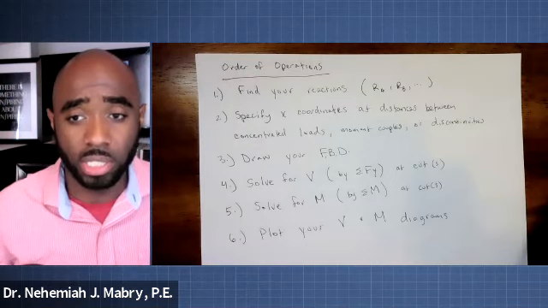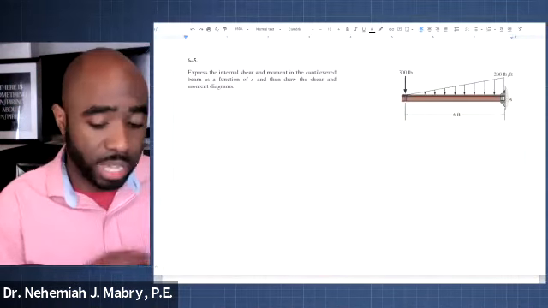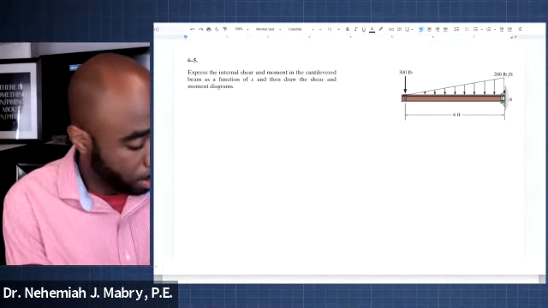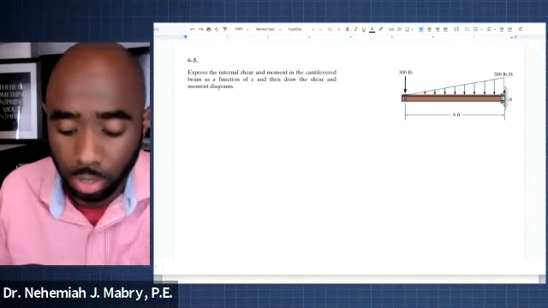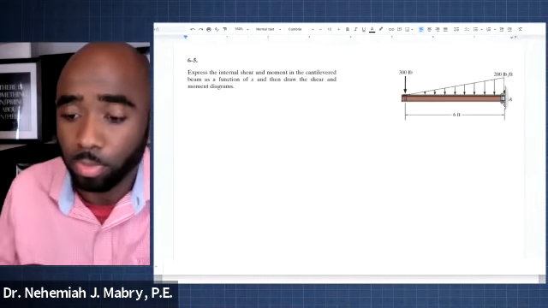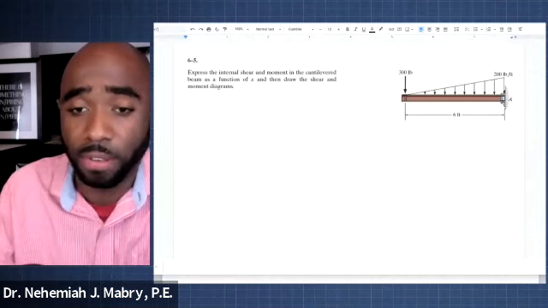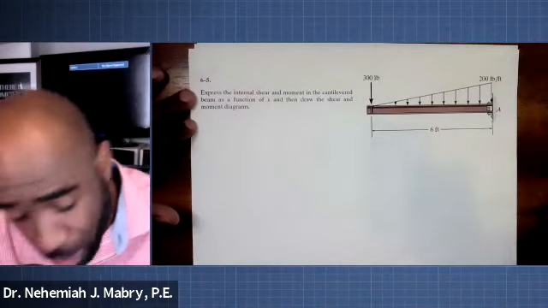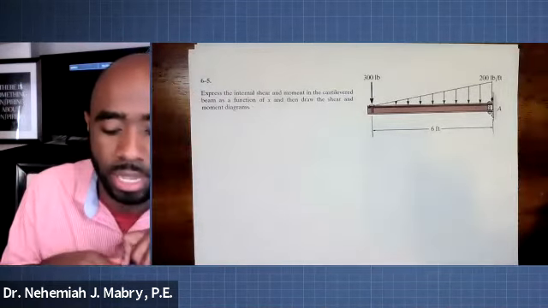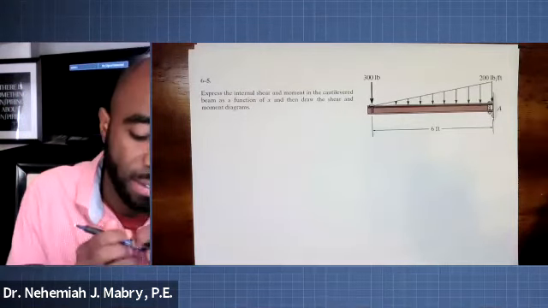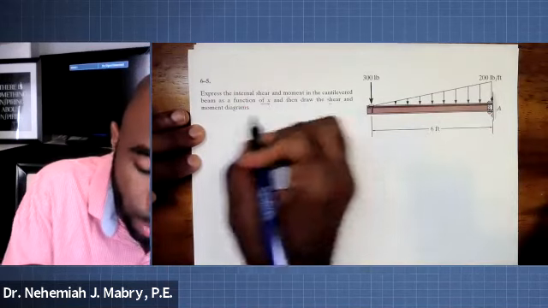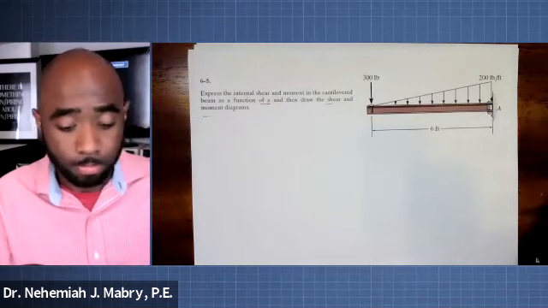Coming back over here to the screen share, we're going to look at 6-5 right now. And I believe I have something here that will make it a little simpler for us to do on our document cam. Well, yes, I do. I have here a printout of what you see there on the screen, 6-5. So I can come over here to my document cam. Express the internal shear and moment in the cantilever beam as a function of X, then draw the shear and moment diagrams. Straightforward, right?